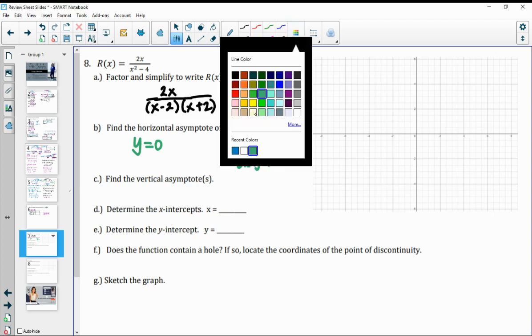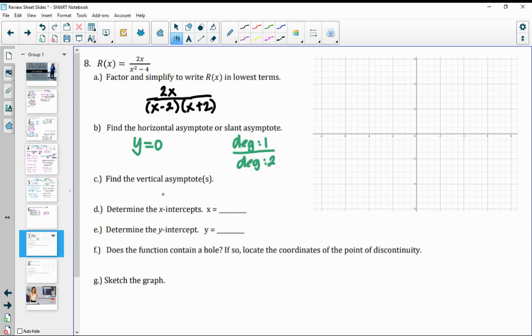So then when we go to find the vertical asymptote is where you get division by 0. So these are any factors that are unique to the denominator, we set equal to 0. And that will give us our vertical asymptotes. So we'll do x minus 2 equals 0, add 2 to both sides, so we get x equals 2 as an asymptote. And then x plus 2 equals 0, so subtract 2 from both sides, and you get x equals negative 2 as a vertical asymptote as well.